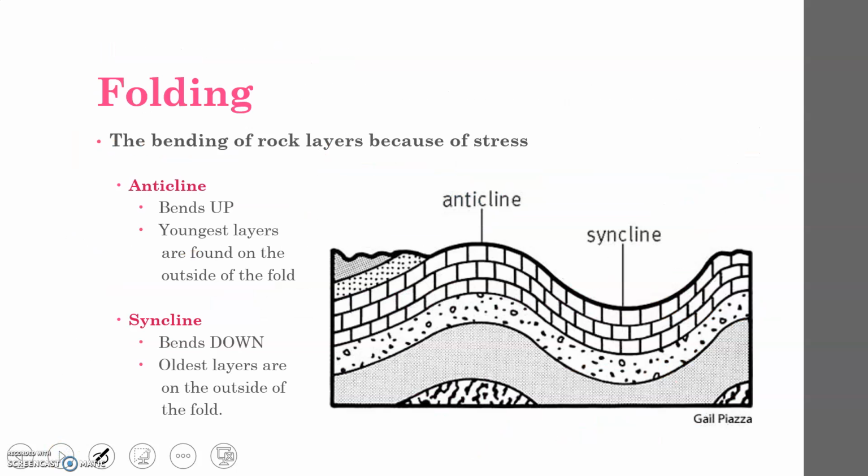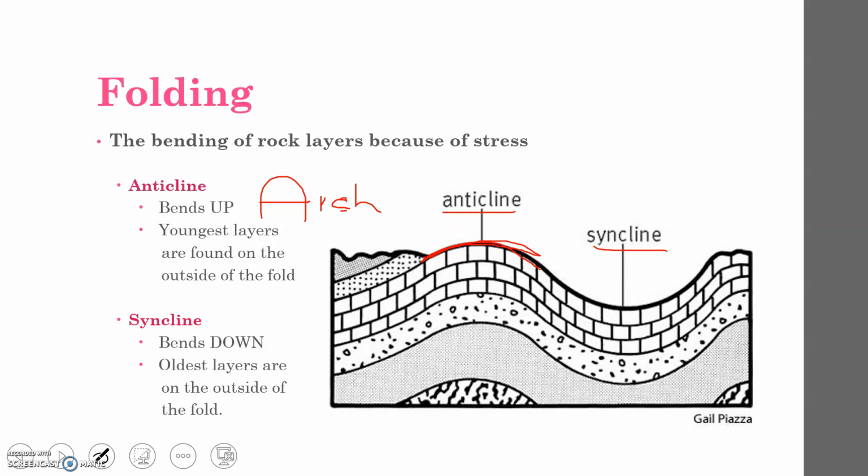All right, folding. Folding is the bending of rock layers because of stress. So there are a couple of things we need to know. We need to know anticline and syncline. So anticline bends up. I always tell students to draw an A. The A represents the arch, which is the movement up right here.